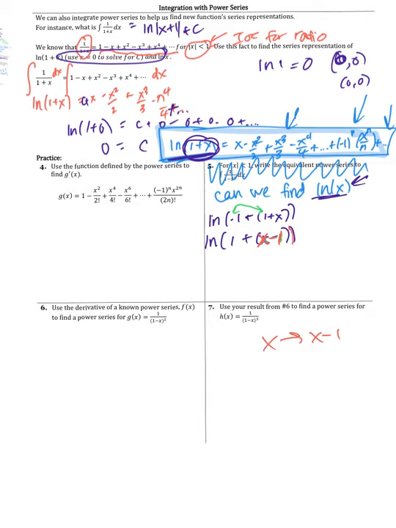So what does that mean for our power series? It means that we're going to substitute x minus 1 in for each of these x's. So instead of the first term being x, the first term is going to be x minus 1. Instead of the second term being minus x squared over 2, it's going to be (x minus 1) squared over 2, plus (x minus 1) cubed over 3 plus dot dot dot.